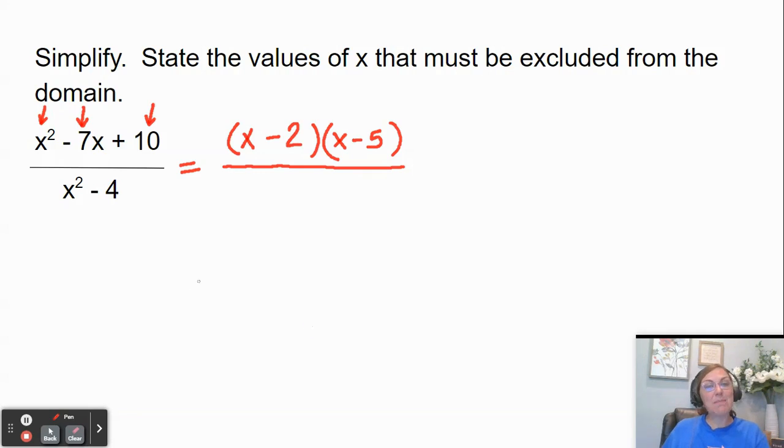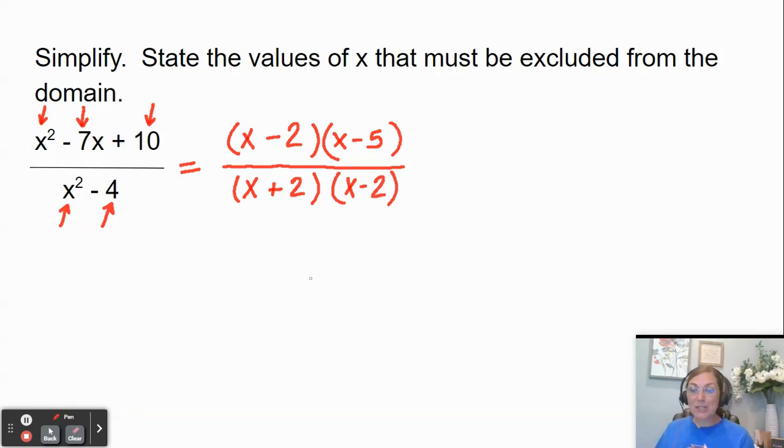All right, let's do the same thing for the bottom. We ask ourselves, what multiplies to give me x to the second? That's x and x. Then this one's a little tricky. What multiplies to give me negative 4, but adds to give me 0? Since that term in the middle is not there, I have to assume it's a 0. So what two numbers will multiply to give me negative 4, but add to give me 0? That's got to be positive 2 and negative 2.